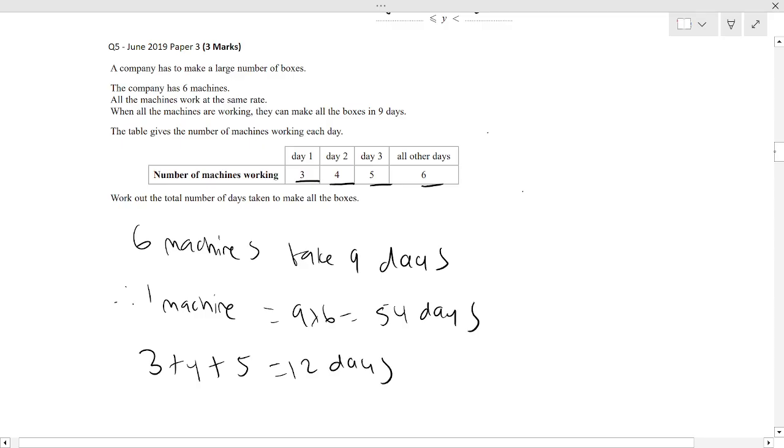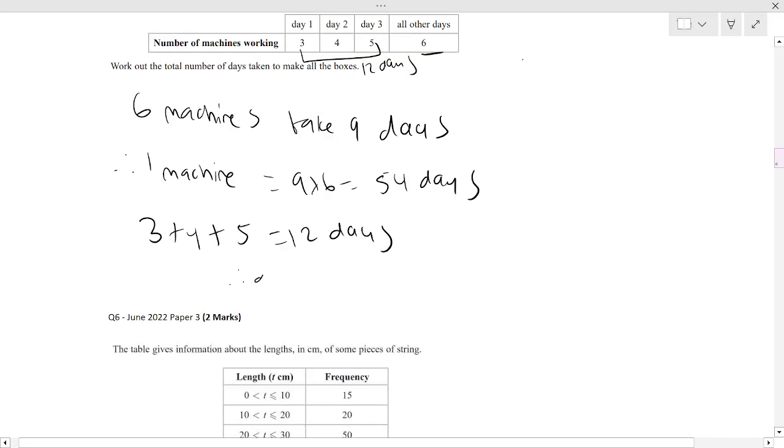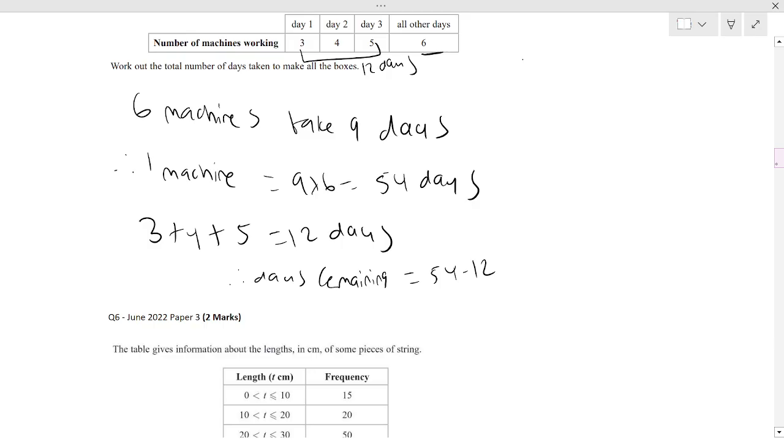Okay. So these will take 12 days, but we know in total they take 54. So therefore days remaining is going to be 54 minus 12. So that's going to be 42 days.